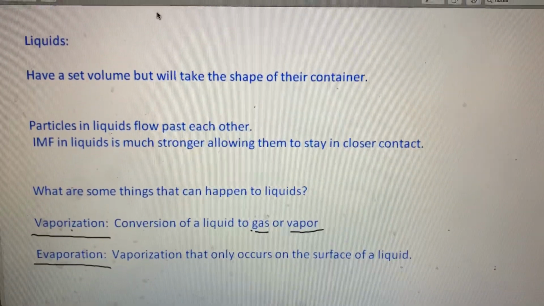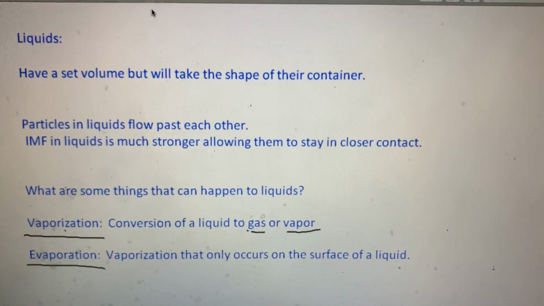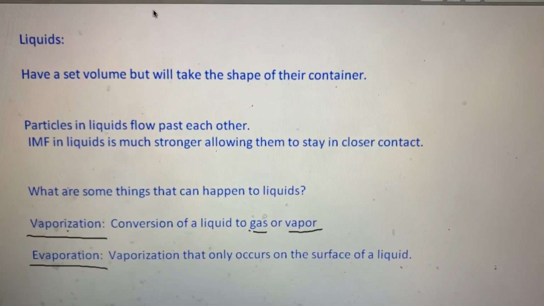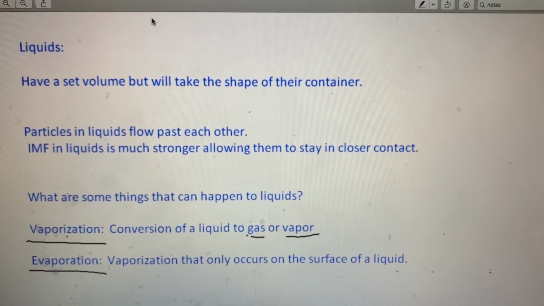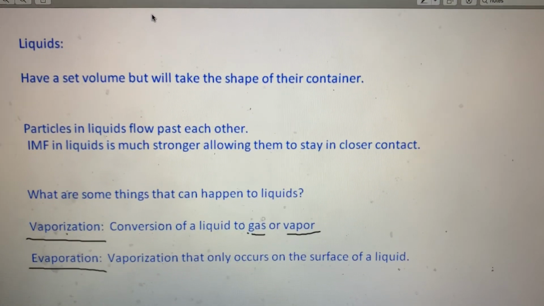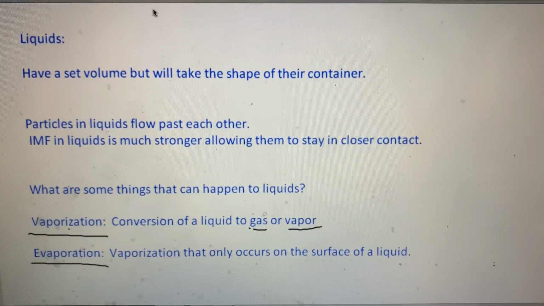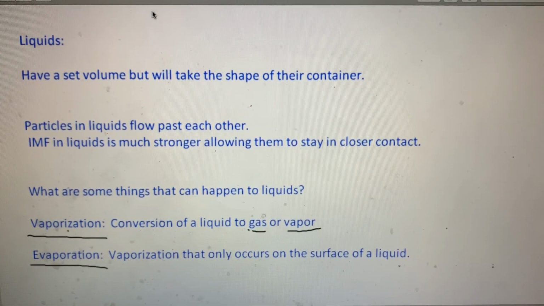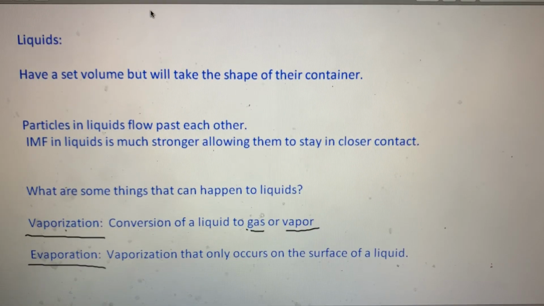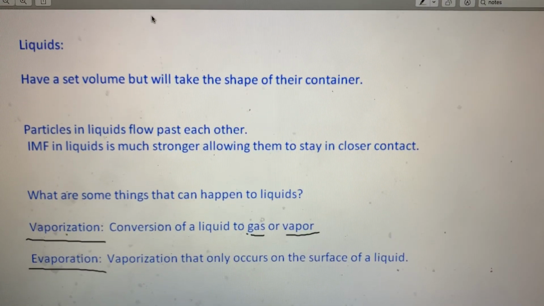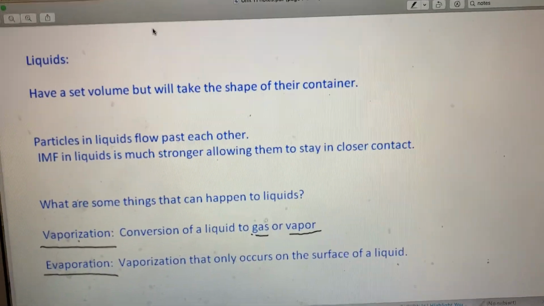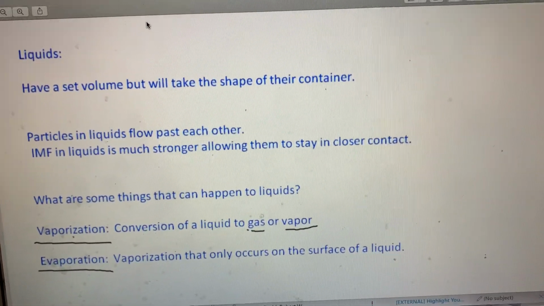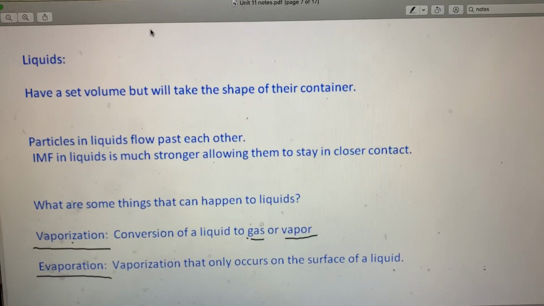Some things that are going to happen to liquids that we're going to talk about are what are known as vaporization, and vaporization is anytime you convert a liquid to a gas. Okay. The difference in the word gas and vapor. Gas is typically used for something that is a gas at room temperature, whereas vapor is used for something that is either a solid or a liquid at room temperature, but then we do something to change it to a gas. We'll really pretty much be using them interchangeably, but I just wanted to let you know the difference.